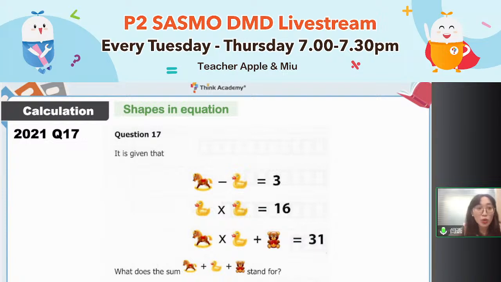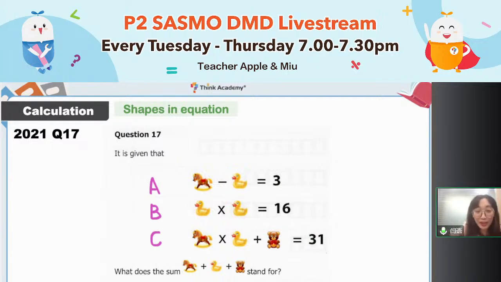This is question 17 in the 2021 paper. Firstly, Teacher Apple wants to ask about A, B, and C. Where should we start, everyone? Think about it. Which one is easier to figure out? Well done. Okay, you already got it.